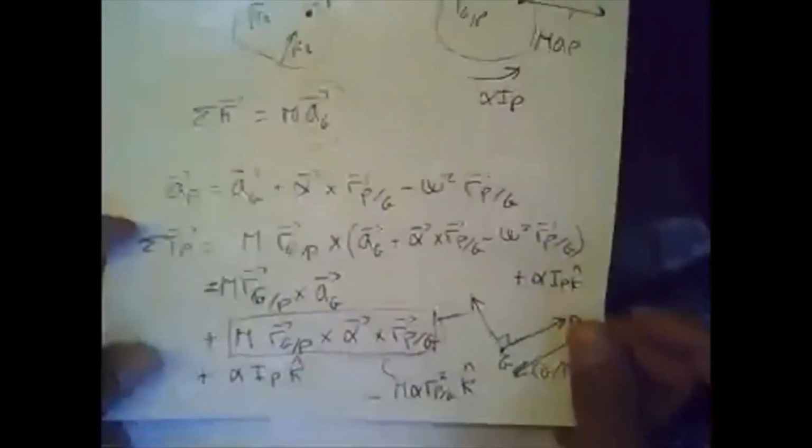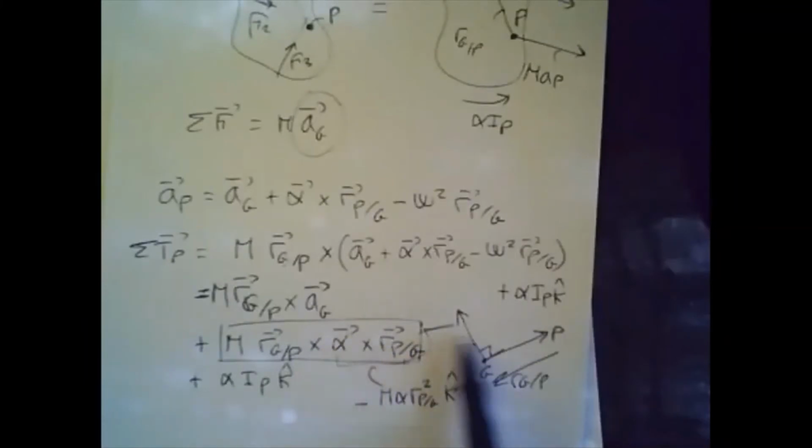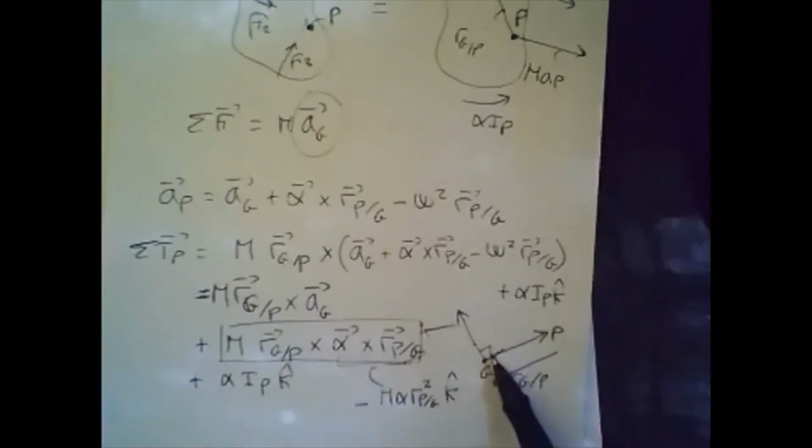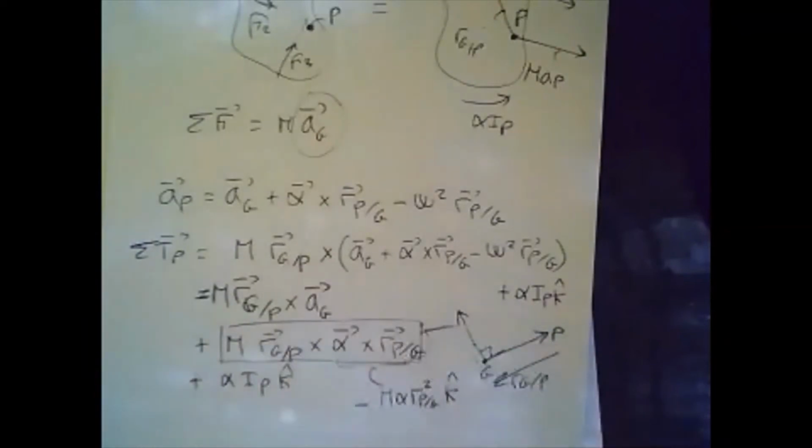Doctor, a question: here it didn't come out zero because there is alpha cross in the middle, right? Exactly, yes, because you have the alpha. So alpha cross rp with respect to g gave you this, right? And then rg with respect to p, which is in this direction, rg cross this guy is going to give you one that is in the opposite k.